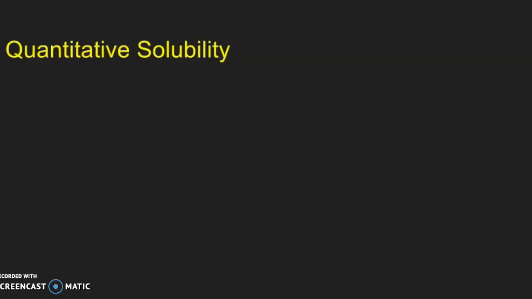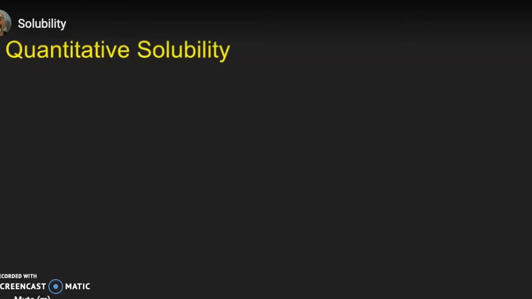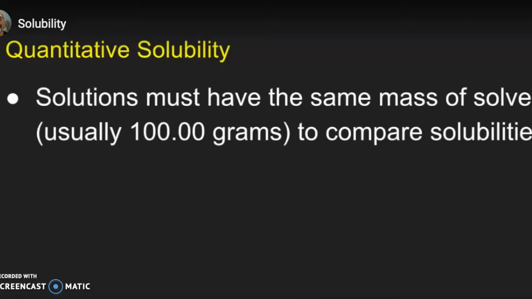Quantitative solubility. So qualitative solubility is simply just will it dissolve or not. Quantitative solubility deals with the numbers behind it. We want to know how much solute will dissolve, and we want to know how much solvent is required and what temperature that's going to require.